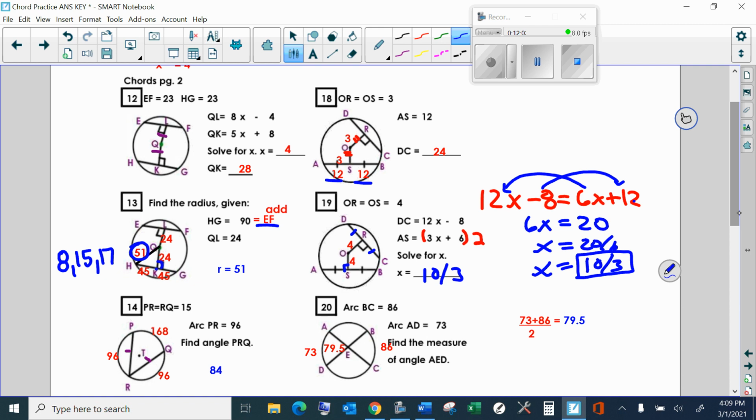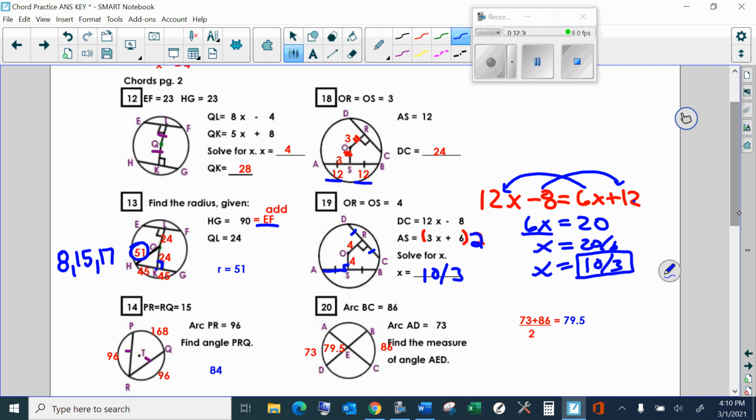It says DC is 12x minus 8, and AS is 3x plus 6. Well, AS is only half of it. Since the other half is also that, that's why you see the times 2 here. And DC is the whole length over there. So now I set those equal to each other. When I double the 3x plus 6, I get 6x plus 12. Subtract the 6x across, I get 6x. Add the 8 across, I get 20.